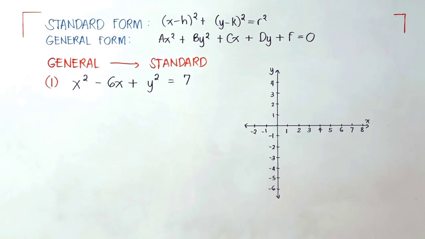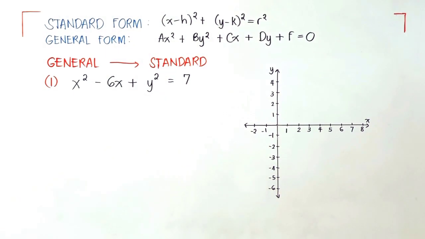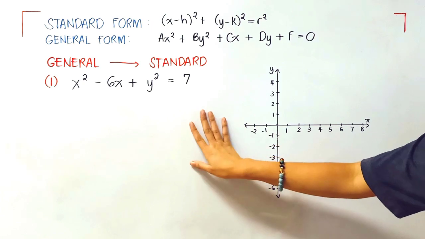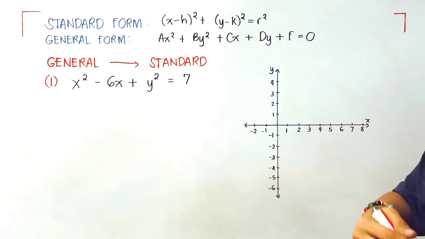From general form, we will make it into standard form so that we will get the center of the circle and its radius. Then we can graph. So we have here example 1. The first step is to regroup the terms with the same variable.